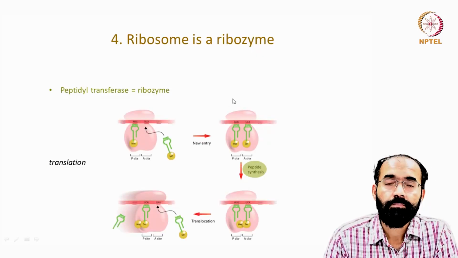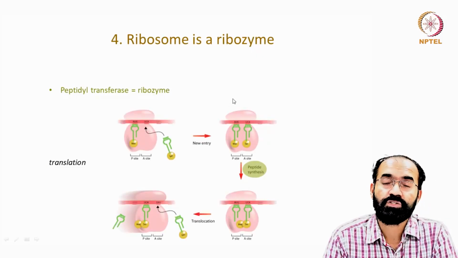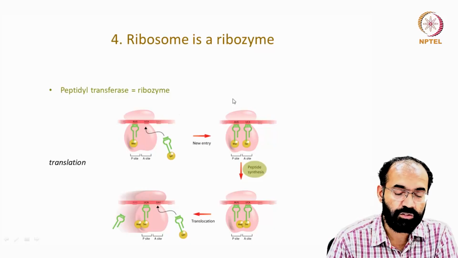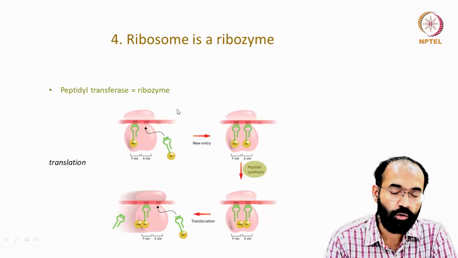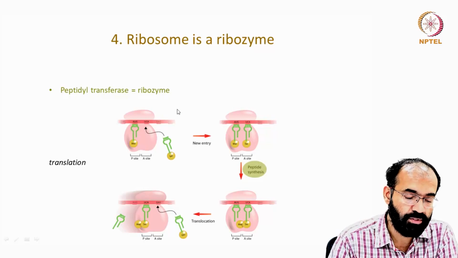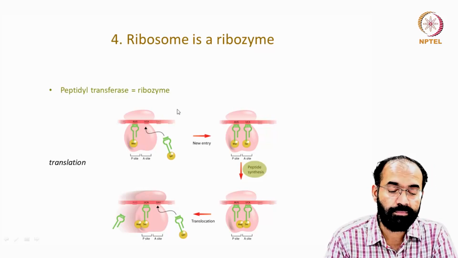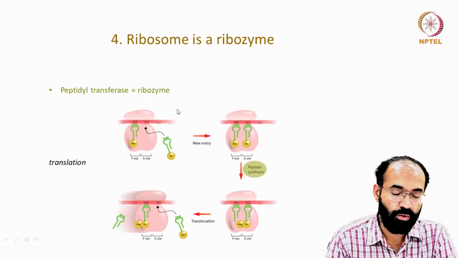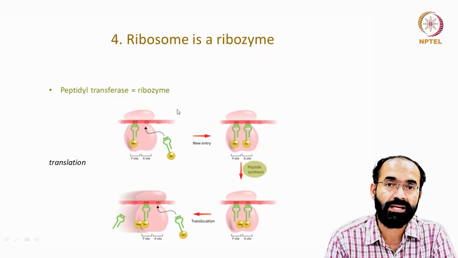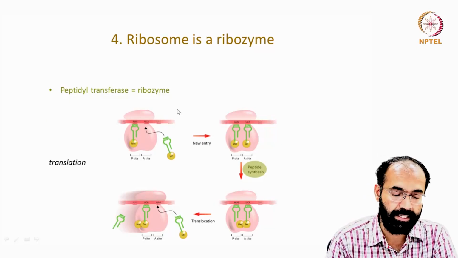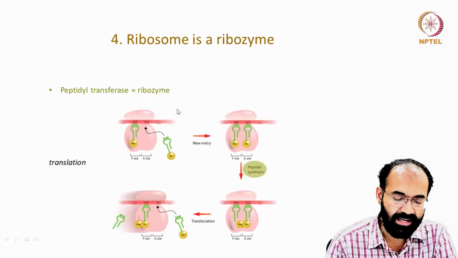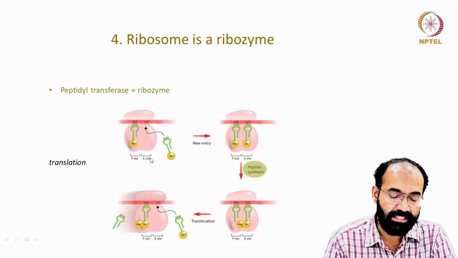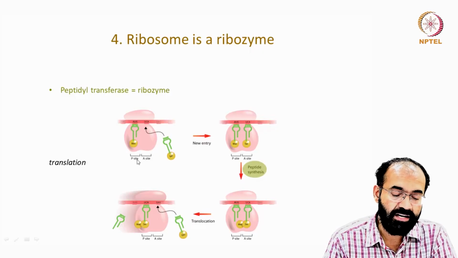So the ribosome is another example of a ribozyme which we have seen in the earlier classes also, but in this context we have to quickly touch upon the ribosome also. So the function of the ribosome is peptidyl transferase. That means it is creating a peptide bond, and that is done by the ribozyme action of the ribosomal RNA. So what you can see here, during translation, like I told you, there are two sites. One is an A site, acceptor site, P site, peptidyl site or peptidyl transferase site.